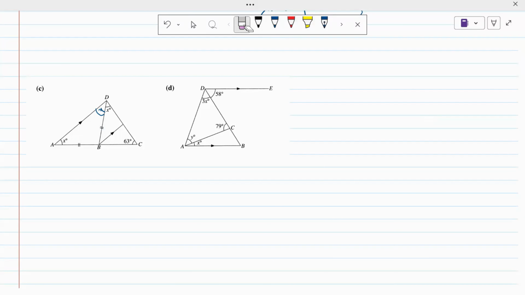And then we see a letter Z being formed. Because of this letter Z, if this is angle x, this will also be angle x. Because of the letter Z, we have got this angle also as x.